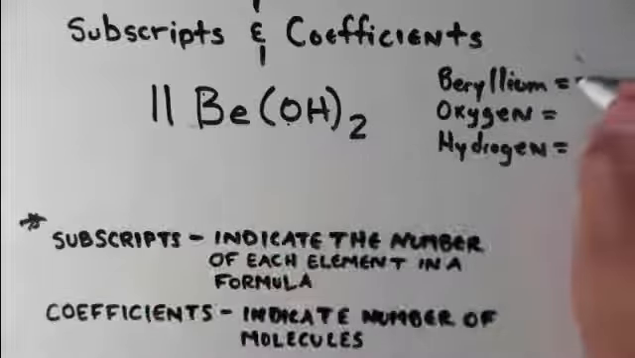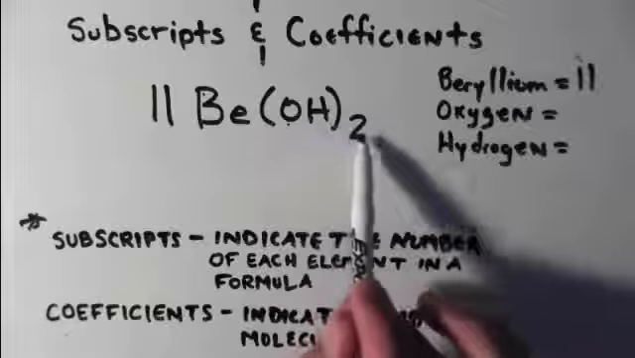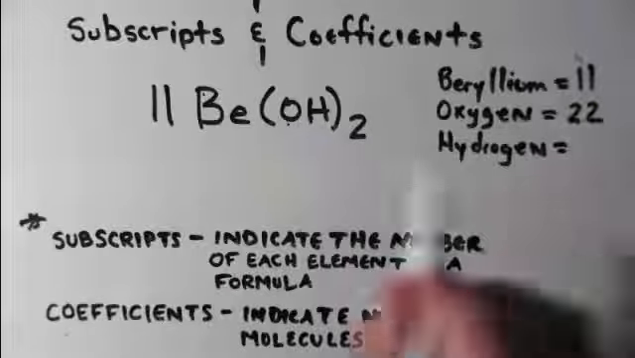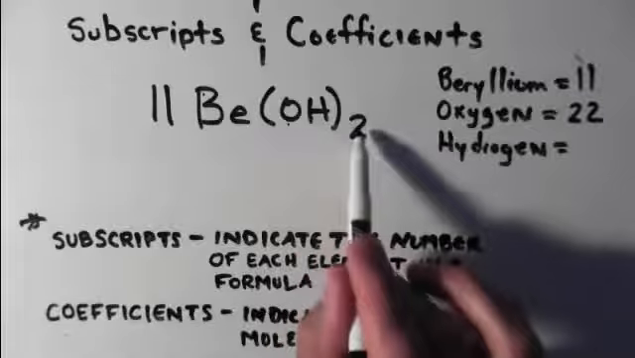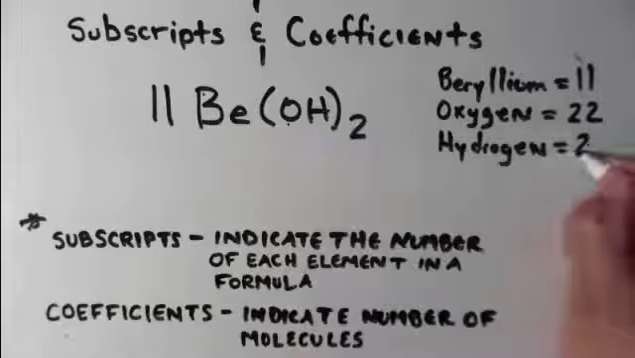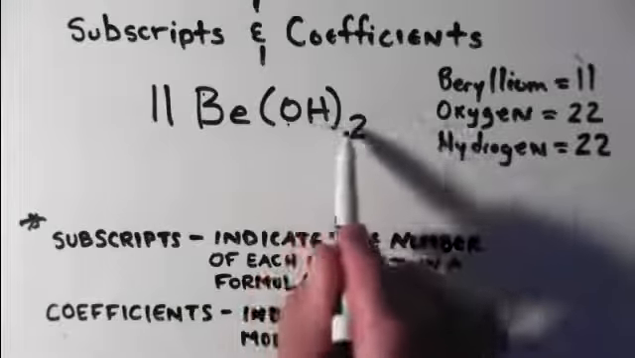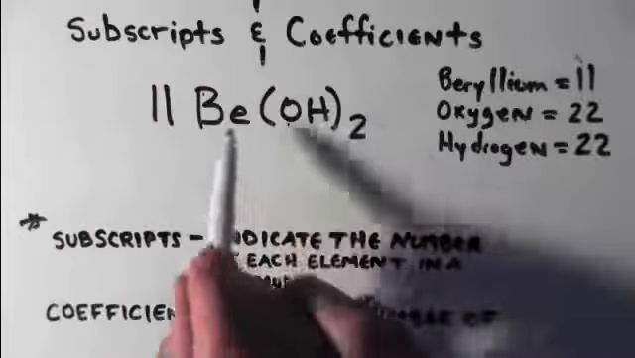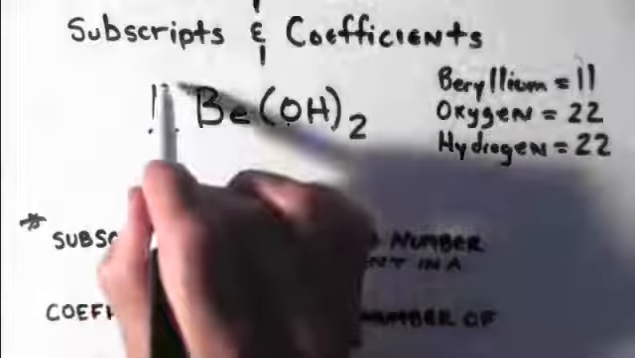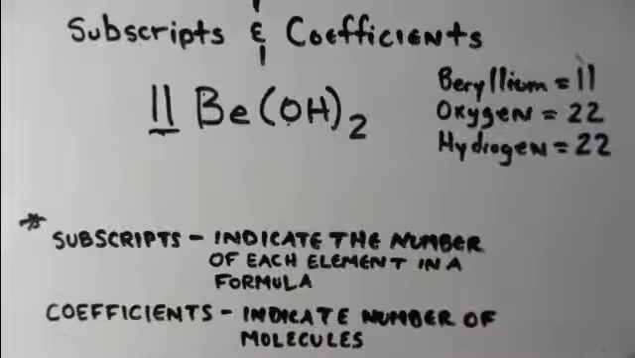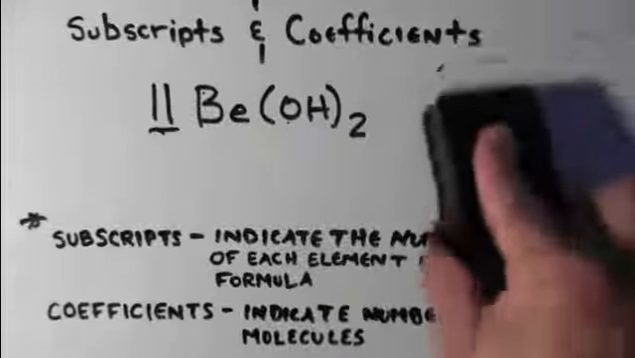Okay, how many oxygen atoms present? 1 times 2 is 2, 2 times 11 is 22. 1 times 2 for hydrogen, 2 times 11 is 22. The subscript is specific to the atoms that it's subscripted to, but the coefficient multiplies every atom in the formula. Okay, one more example.